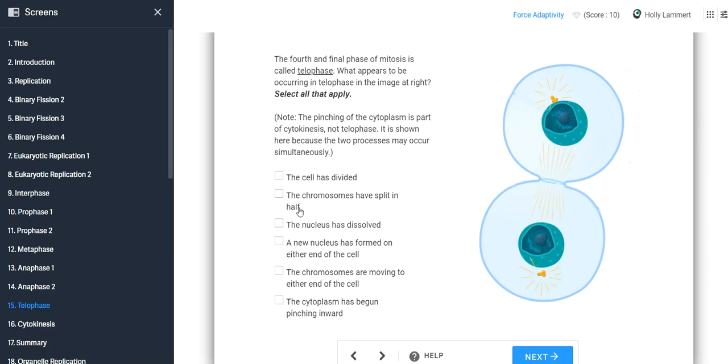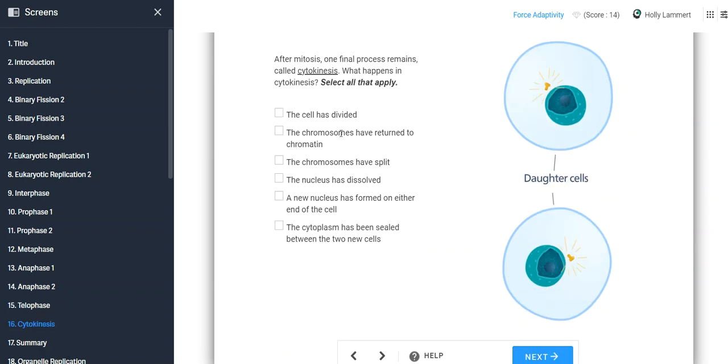The chromosomes have split in half already. The nucleus has dissolved already. A new nucleus has started to form on either side. Yeah, I start to see that. That's that turquoise part. The chromosomes are moving to either side. I already did that. And the cytoplasm is beginning to pinch inward. Yeah, we can see that happening. Oh, but they had just told us that's the pinching of the cytoplasm. Wow, so that is part of the next phase. Okay, I'm going to take some notes.